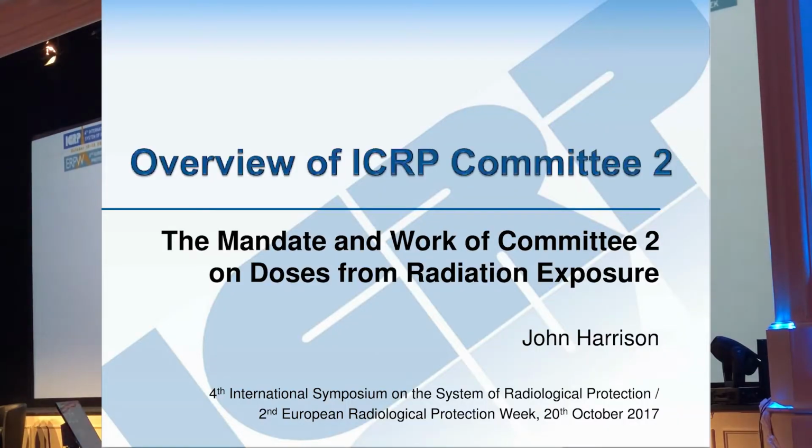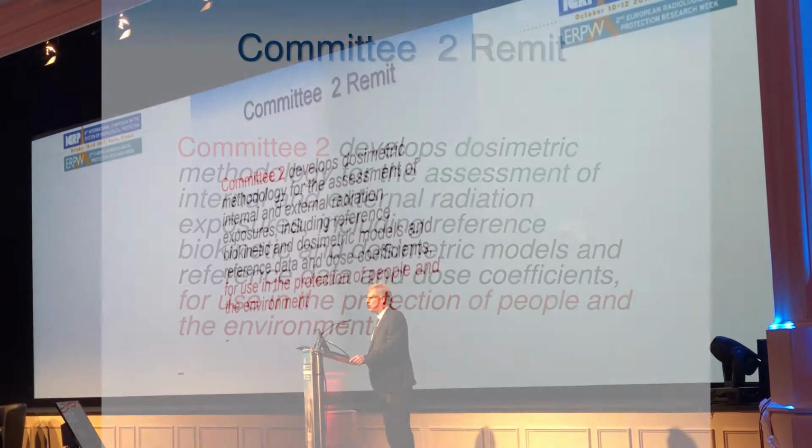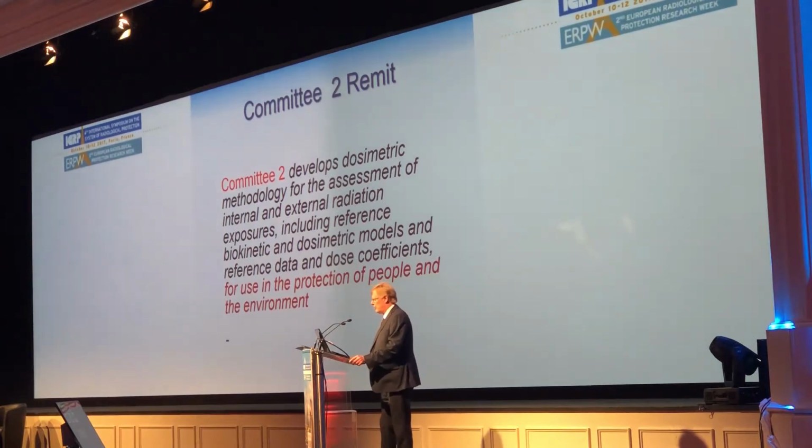So, apologies for those of you who were here yesterday afternoon and listening, because the first few slides are pretty much the same as I showed then, but I'll move rapidly through those. The job of ICRP Committee 2 is to develop dosimetric methodology and to calculate dose coefficients. And we're now responsible for doing that for all life forms, so non-human biota as well as humans.